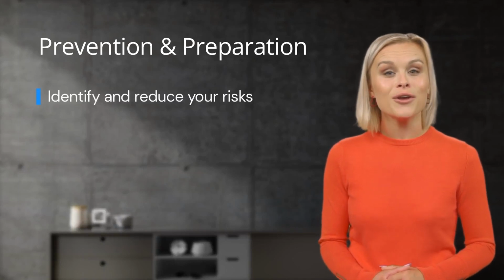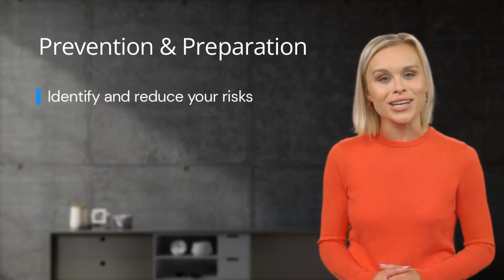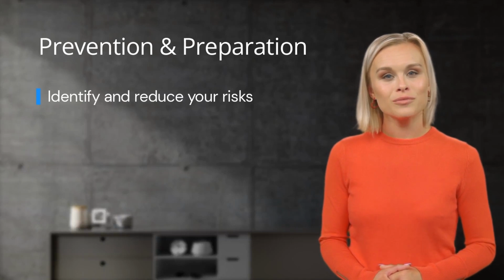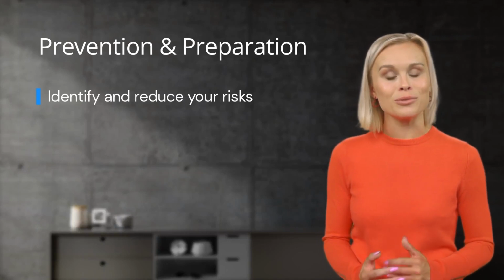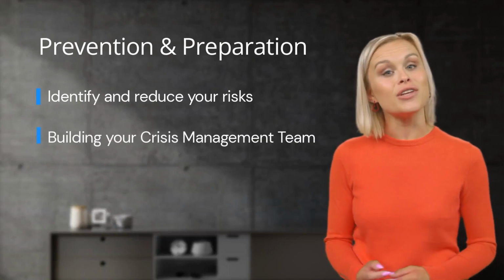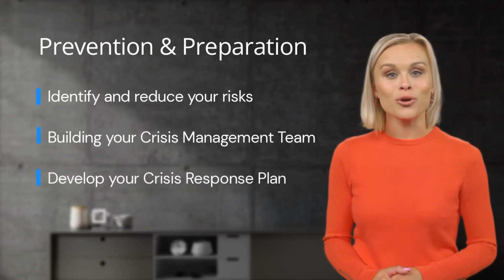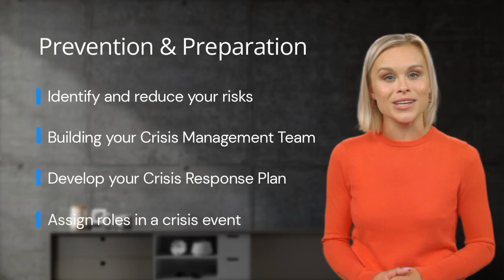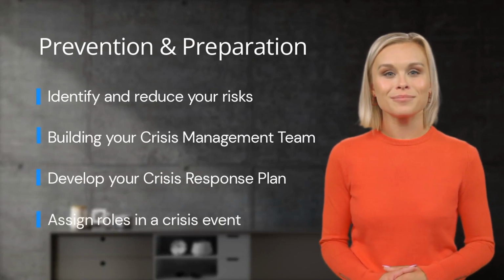Prevention involves analyzing your risks, identifying the types of crisis your company is most vulnerable to, and then taking steps to lower your risks. Preparation involves building and training a crisis team, developing a crisis response plan, and assigning roles in the event of a crisis. Prevention will reduce your chances of experiencing a crisis, and preparation will equip your team with the strategy, knowledge, and training they need to respond effectively when a crisis strikes.